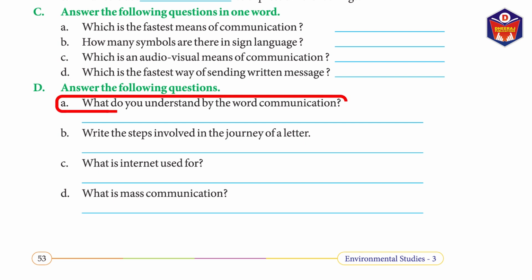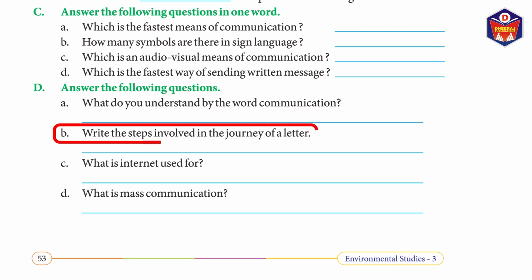D. Answer the following questions. A. What do you understand by mass communication? Answer: mass communication is the way of communicating to a large number of people at the same time. B. Write the steps involved in the journey of a letter. Answer: 1. We write the letter on plain paper and put it in a stamped envelope. 2. Then we write the address of the person to whom we want to send the letter. 3. Now drop the letter in a letter box.